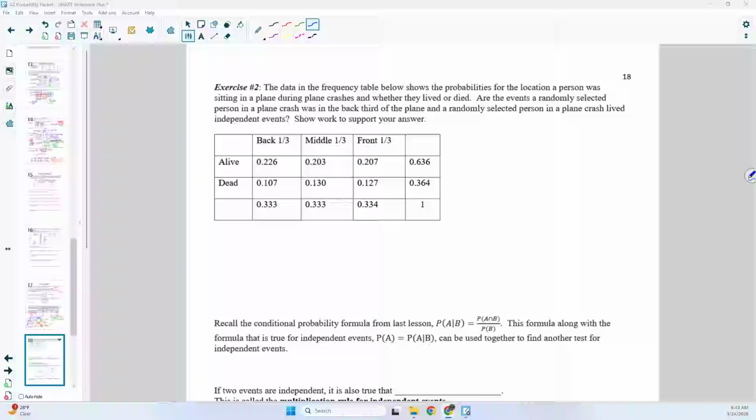So this is another example. It says the data in the frequency table below shows the probabilities for the location a person was sitting in a plane during plane crashes and whether they lived or died. Are the events a randomly selected person in a plane crash was in the back third of the plane and a randomly selected person in a plane crash lived independent events?